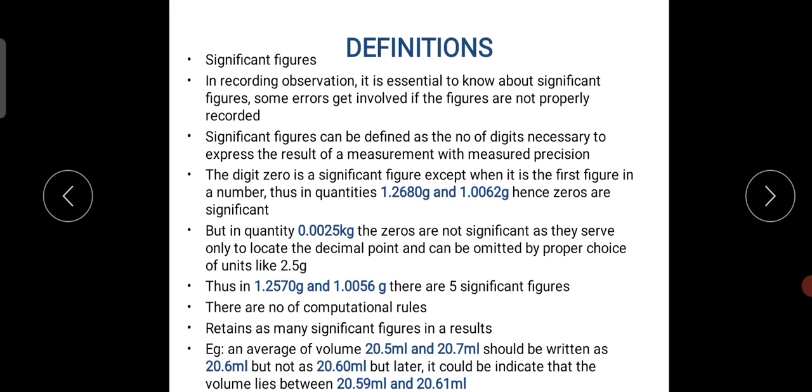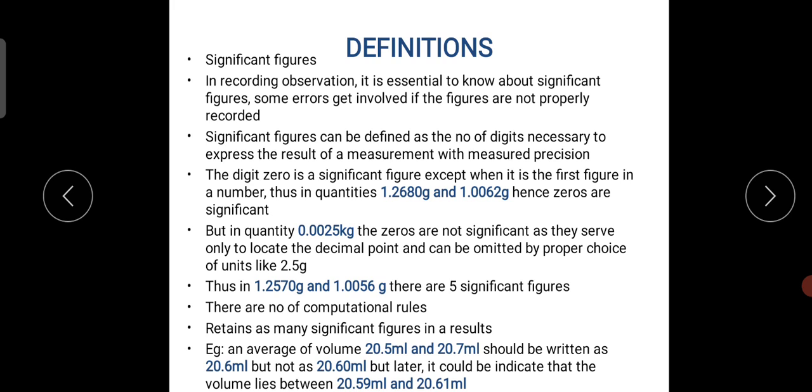Because that student added more significant figures or significant digits. So significant figures means adding digits to our measurement or result to make them more precise. That is called significant figures. If we don't add significant figures, our answers or results will not be accurate. There will be some errors. So it is very important to know about significant figures.